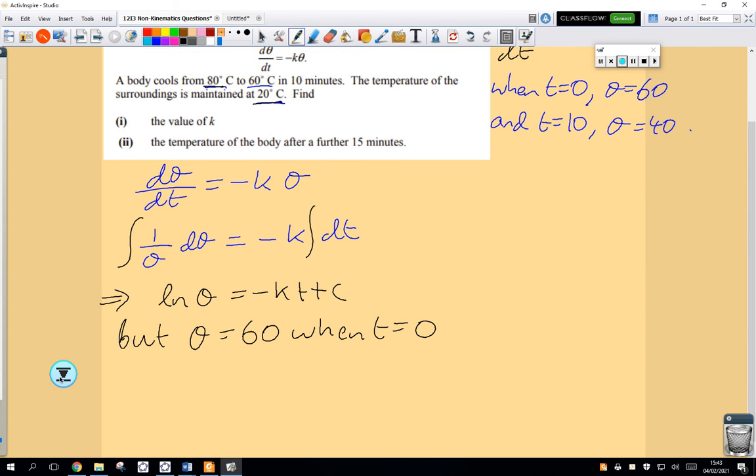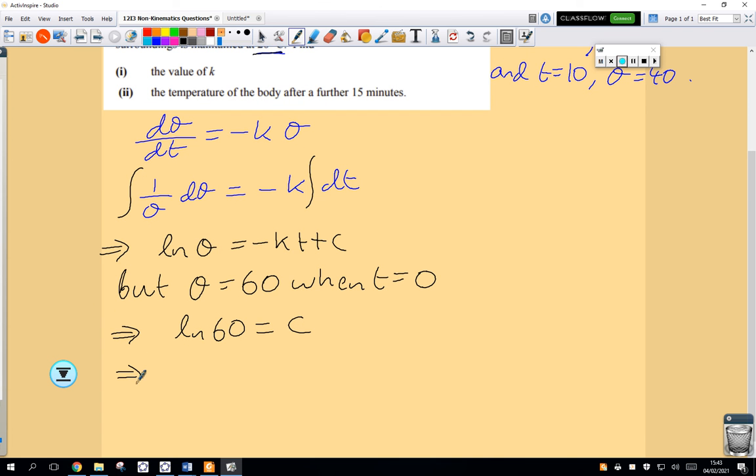So solving that equation, we get the natural log of 60 is equal to negative k times 0. That's just 0, so that's c. So my particular solution here, in terms of k still, natural log of theta is going to be negative k multiplied by whatever t is, plus the natural log of 60.